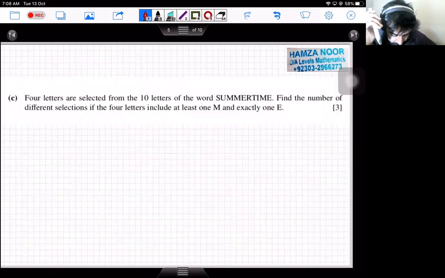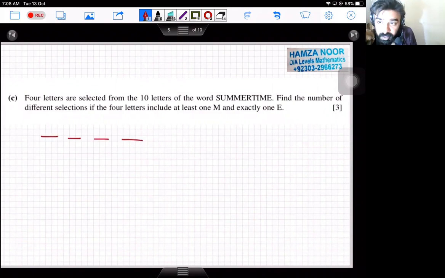4 letters are selected from the 10 letters of the word summertime. Find the number of different selections if the 4 letters include at least one M and exactly one E. Now this is a case of selections. You have to use combinations over here. But 4 letters you have to select. You have to fill 4 spaces.